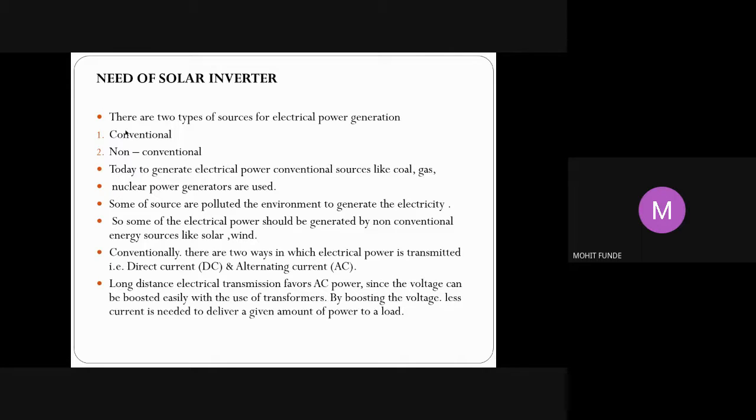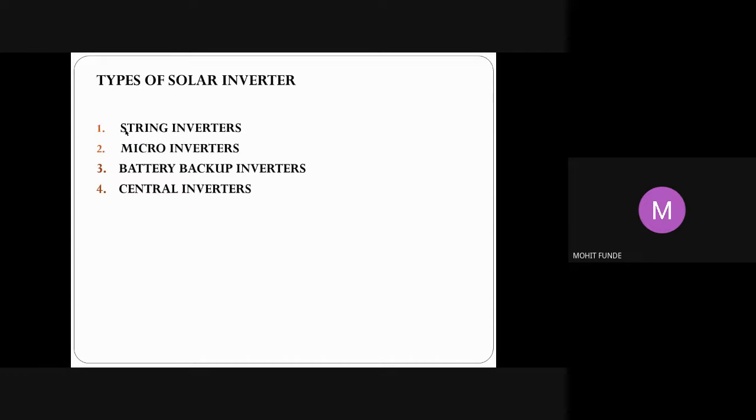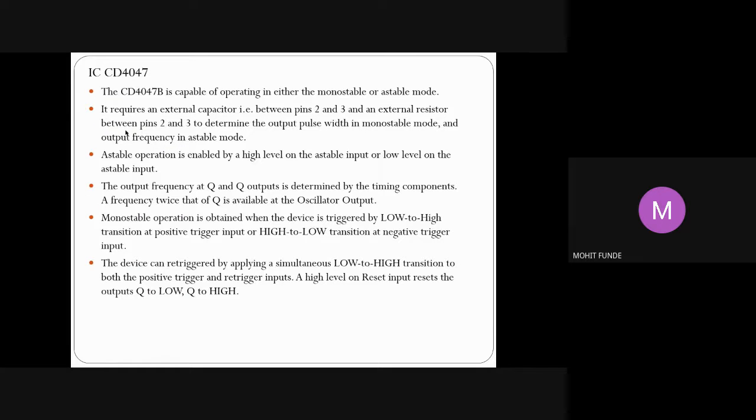Now the types of solar inverters. There are four types of grid integrated inverter: string inverter, micro inverter, central inverter, and battery backup inverter. And another three types on the basis of application are off-grid, on-grid, and battery hybrid.